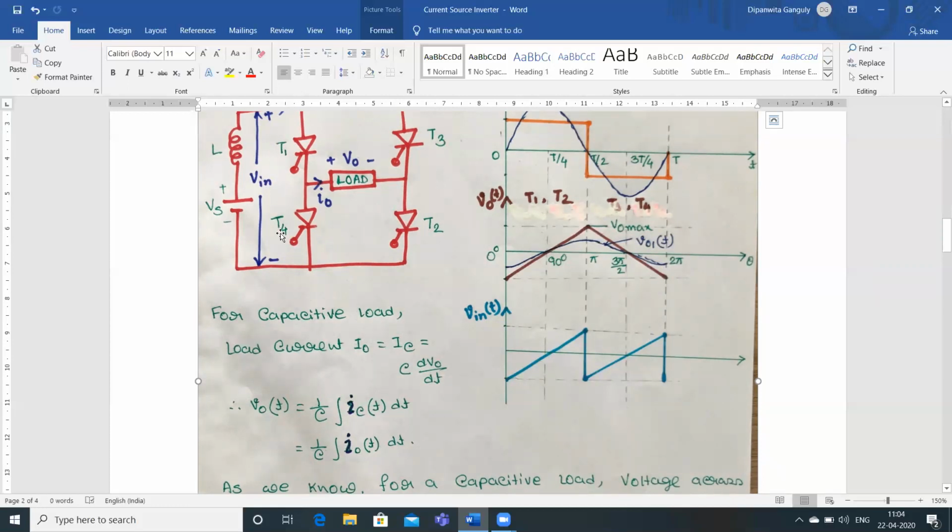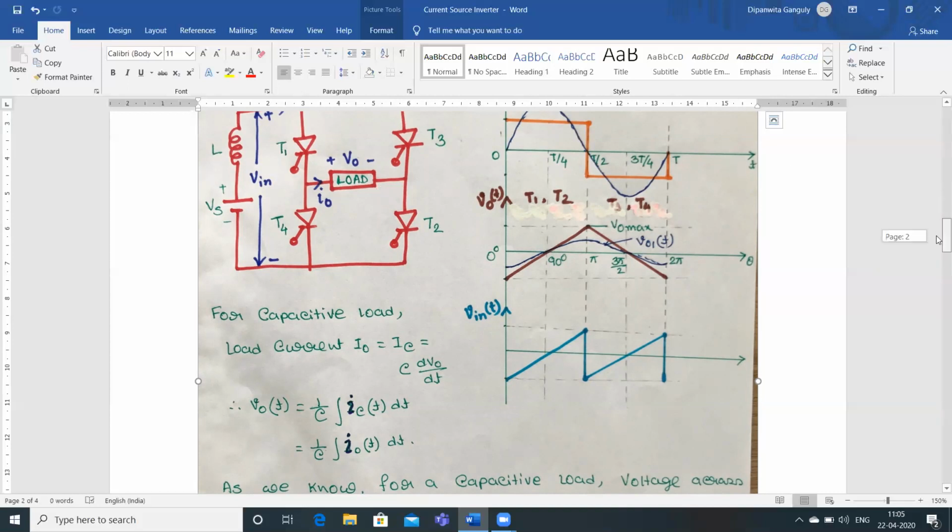So if we consider the output voltage is 50 hertz, then the frequency of the input voltage will be equal to 100 hertz. Similarly, if we consider this as 50 hertz, it repeats this cycle, and then the frequency of the other voltage will be equal to 100 hertz. Got it?